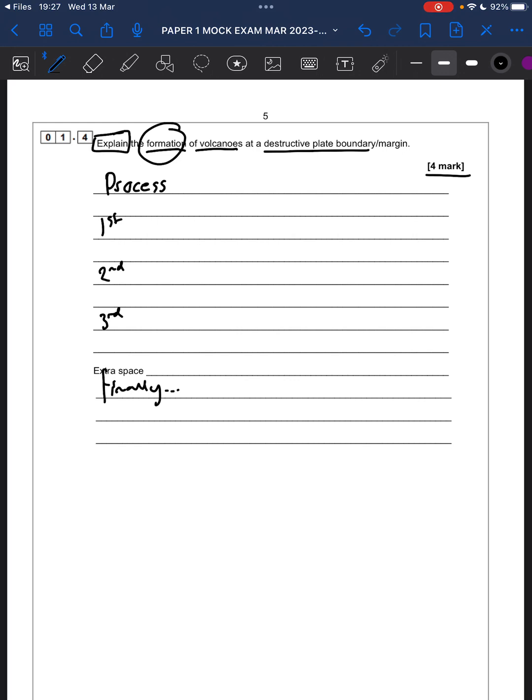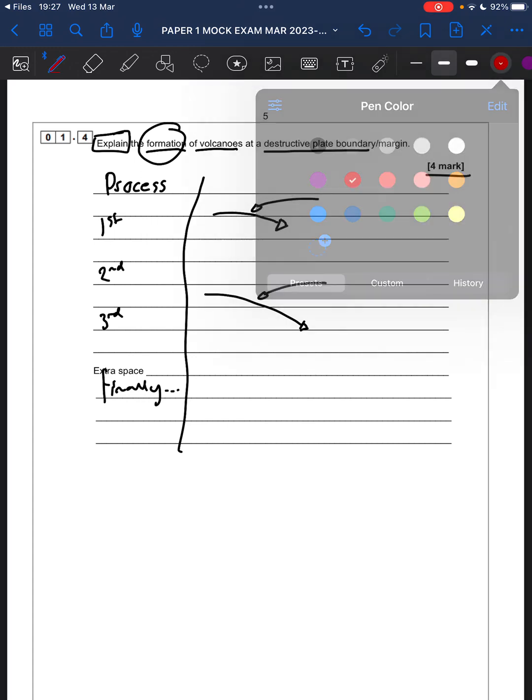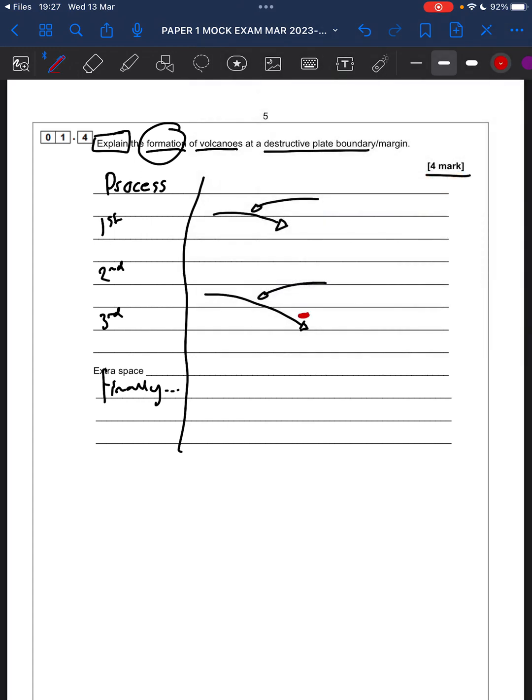Now again, I am not looking to teach you the whole answer here, but effectively what we're looking for is that at destructive plate boundaries, you've got one plate going underneath the other. Okay, what you then get because of that is that the oceanic plate here begins to melt. The magma forces its way through the continental plate, and eventually, obviously some steps are missing because I'm being quite quick, you will then get the formation of a volcano.